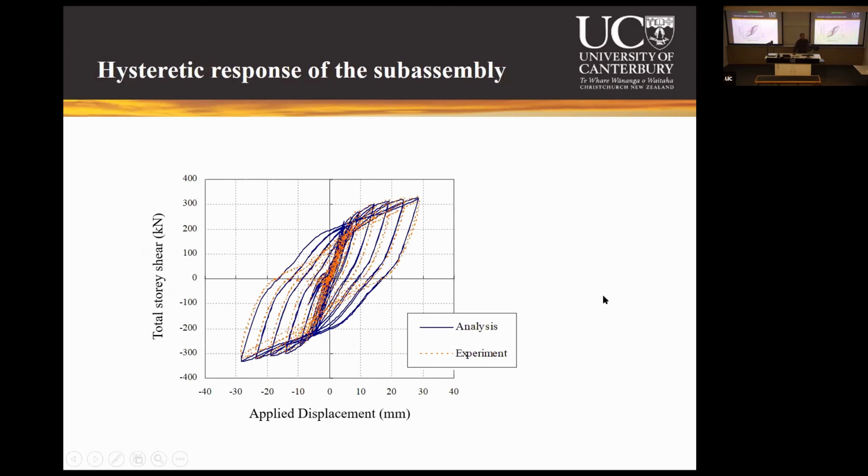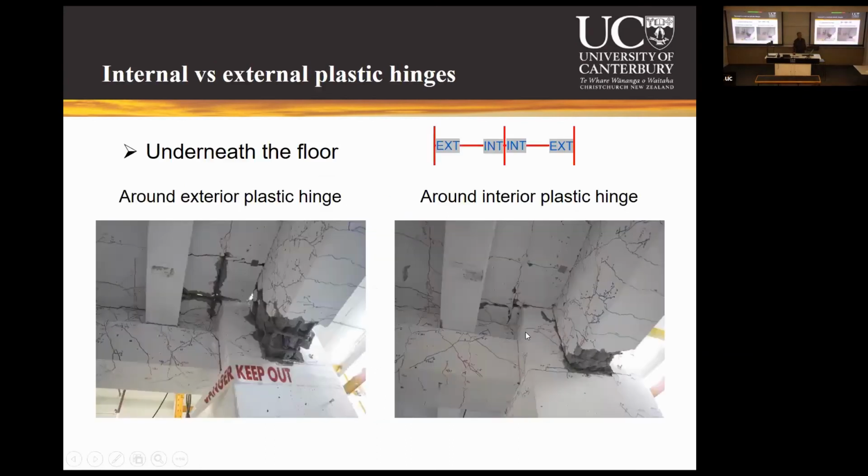We'll come to that in more detail later, but let's look at some of these key findings. When you look at that specimen, there are two internal plastic hinges and two external plastic hinges. The internal plastic hinges are restricted because there is continuity of the specimen. So you can see the difference in the level of damage between the external plastic hinges and the internal plastic hinges. This is in line with some of the observations that I had after the Canterbury earthquakes in some reinforced concrete frame buildings in Christchurch.